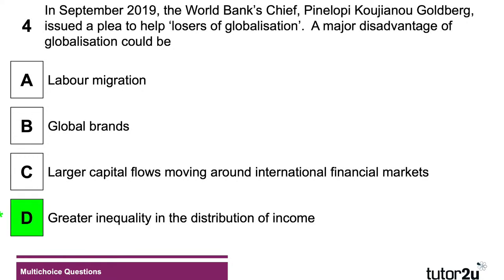So let's see if they're right, Jim. And yes, they are. It's answer D. The greater inequality in the distribution of income is a major disadvantage of globalization. It could be that. Okay.